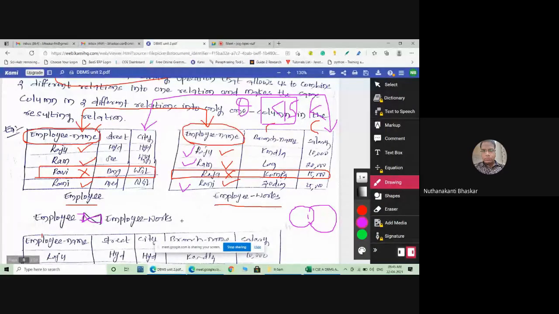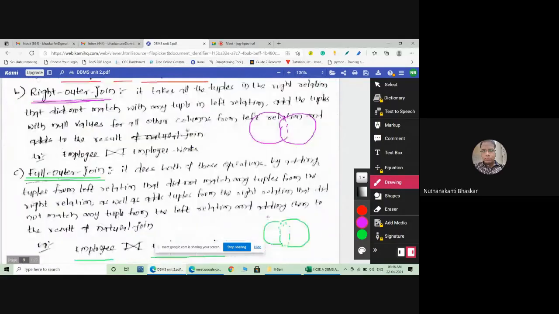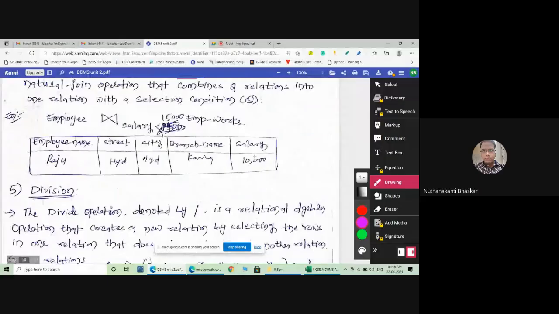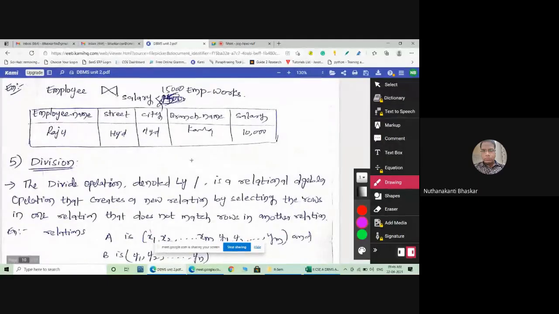Correct? Because we wanted to extract the city from employee, we want to extract the salary from employee works. So that we need to join. Please follow. This is another example. Don't copy this. Whatever I am writing, you can follow that.